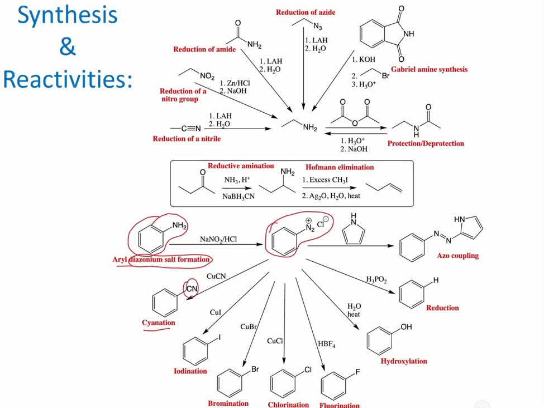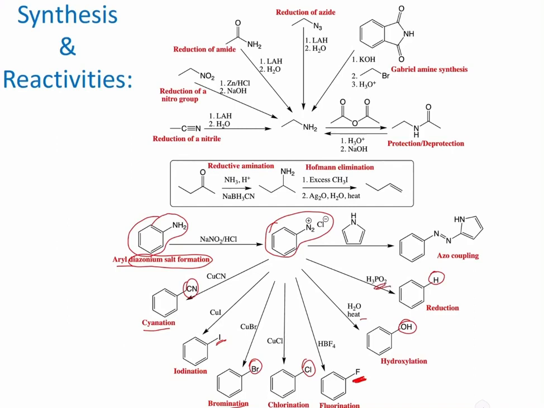We can use copper iodide to install an iodide. We can use bromination, copper bromide, to install a bromide. We can install a chloride. We can use fluoroboric acid to install fluorine here. We can use water and heat to install a hydroxyl group. We can also just do a reduction if we use the hypophosphorous acid.